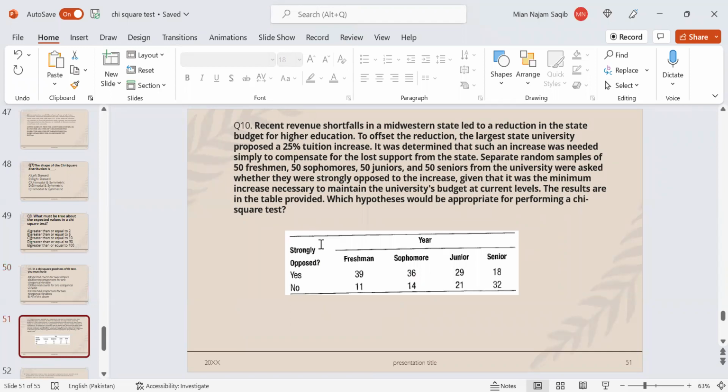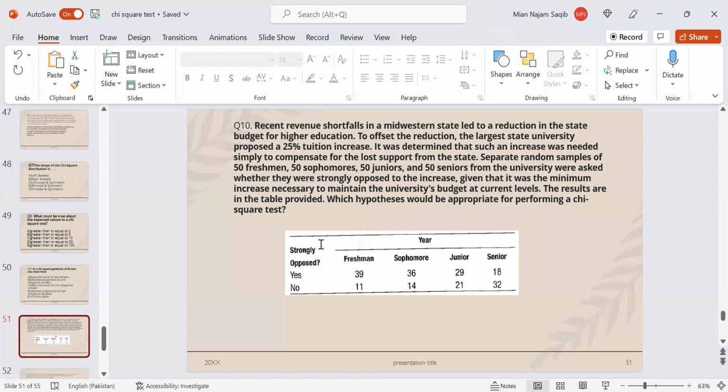Okay, so recent revenue shortfalls in a Midwestern state led to a reduction in the state budget for higher education. To offset the reduction, the largest state university proposed a 25% tuition increase. It was determined that such an increase was needed simply to compensate for the loss of support of the state. Separate random samples of 50 freshmen, 50 sophomores, 50 juniors, and 50 seniors from the university were asked whether they were strongly opposed to the increase, given that it was a minimum increase necessary to maintain the university's budget at current levels. The results in the table are provided.